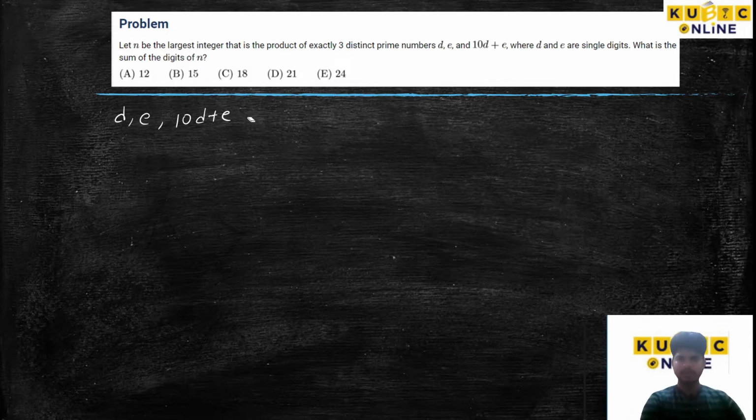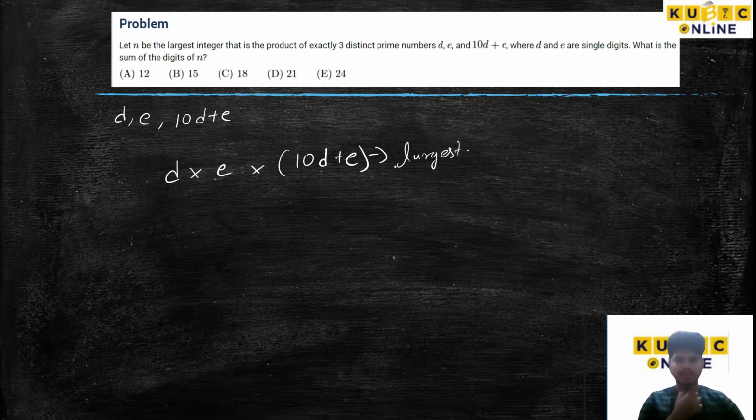And it is the product d into e into 10d plus e, which is the largest. What is the sum of digits of n? We have to find that.